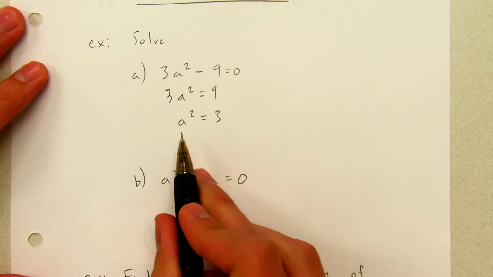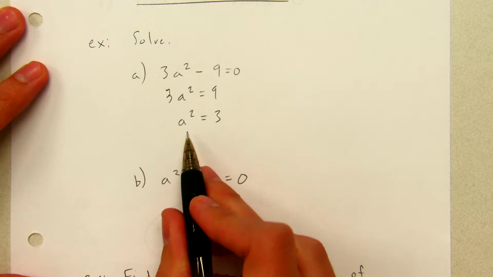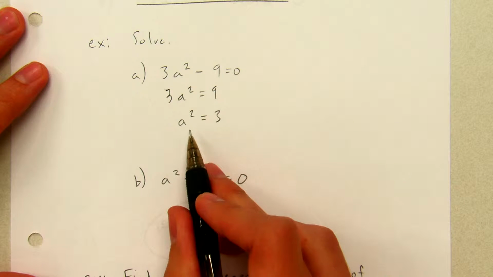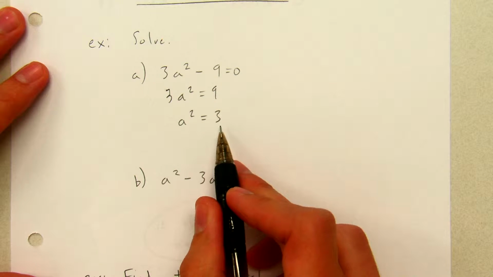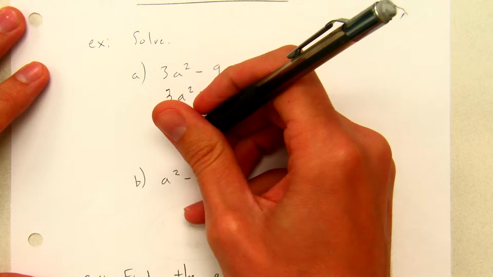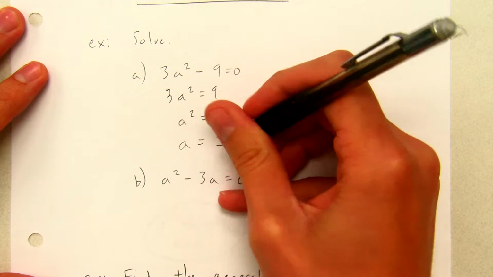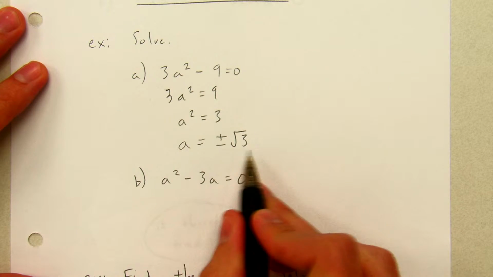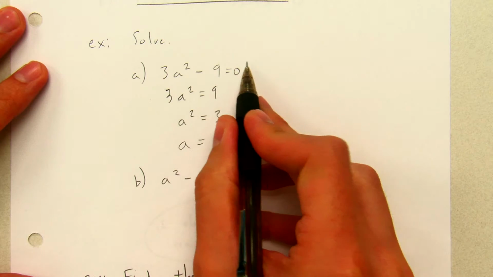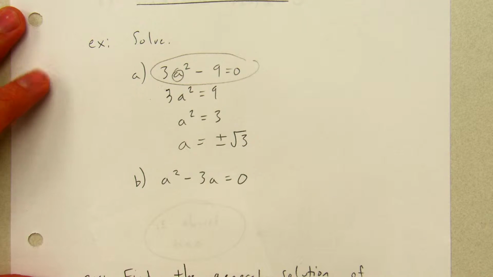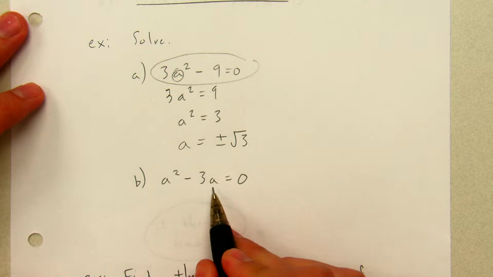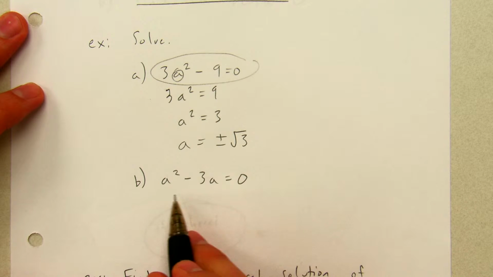The key part I wanted us to notice is my next step is to take the square root of both sides. Remember, when we do that, we have to introduce a plus or minus along with our square root. So we get a equals plus or minus root 3, and those are my two solutions. We're going to see a problem very similar to this in a moment, only instead of a, it'll be a trig function. What about a squared minus 3a equals 0? How would I solve that?